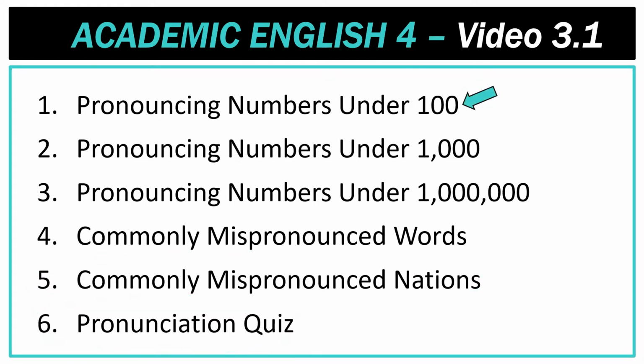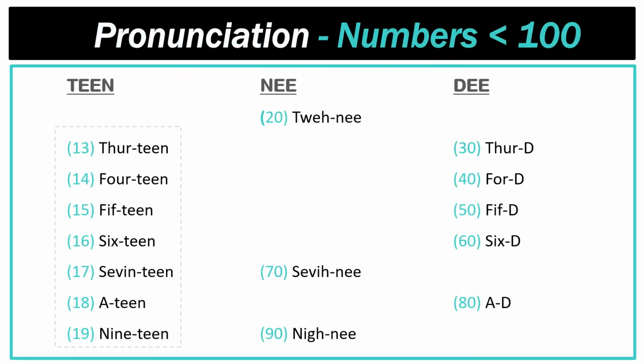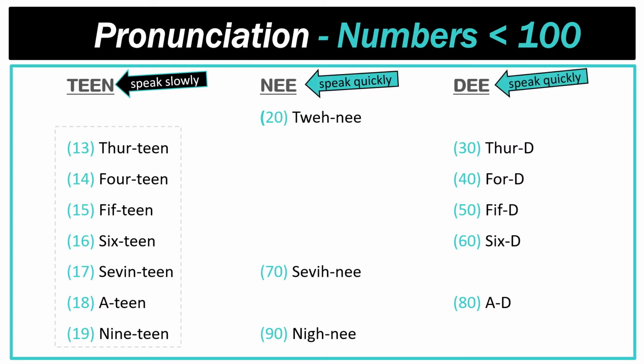Let's begin by pronouncing numbers that are under 100. The first thing I want you to realize is that when you're saying the numbers under 100, we actually have three different kinds of numbers. We have the teens, the knees, and the Ds. When we say the teens, we speak very slowly. When we say the knees, we speak much quicker. When we say the Ds, again, we speak much quicker.